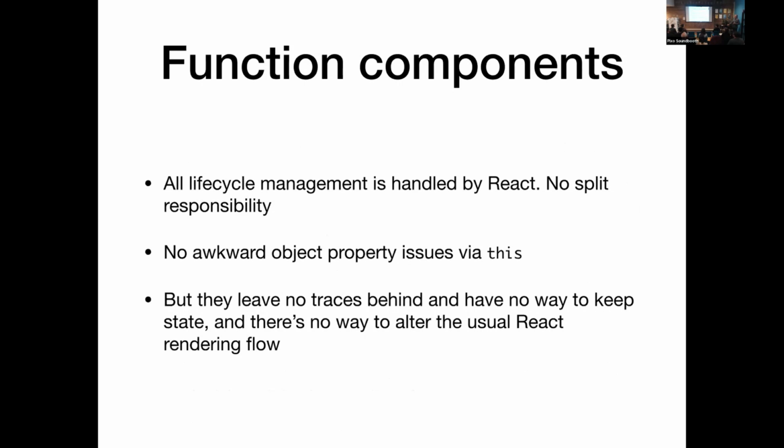All right. So in function components, all the lifecycle management is handled by React. We can't do anything because we're just a function that runs and returns JSX and exits. The good news, so that's good. What else is good is there's no awkward object property issues. There's none of this stuff to worry about, which is kind of like a breath of fresh air. But the bad news is they kind of leave no traces behind. You can't keep state with them directly, and there's no way to alter the usual React rendering flow. It calls you, you get props, you return JSX, and that's all you get to do.